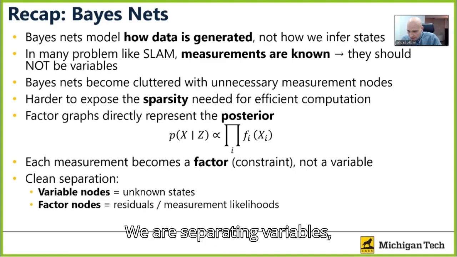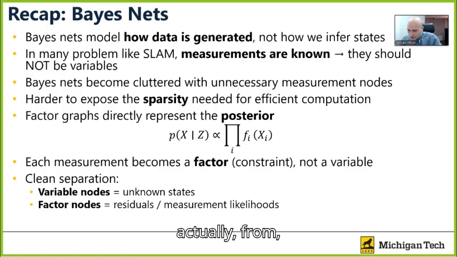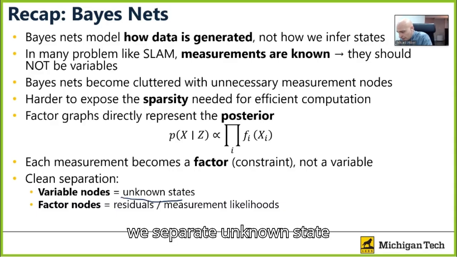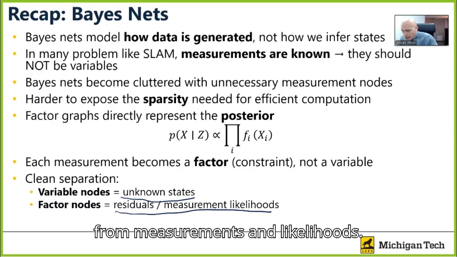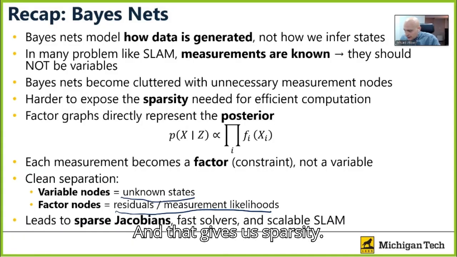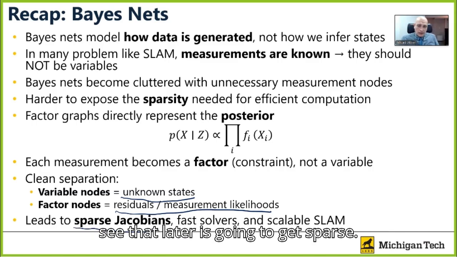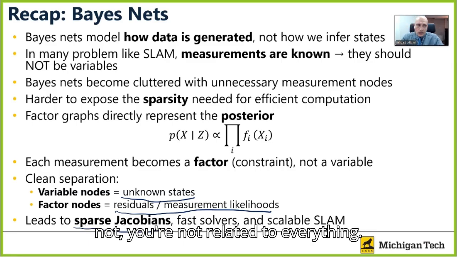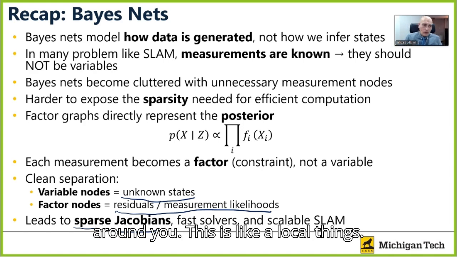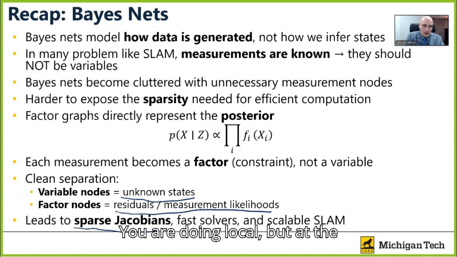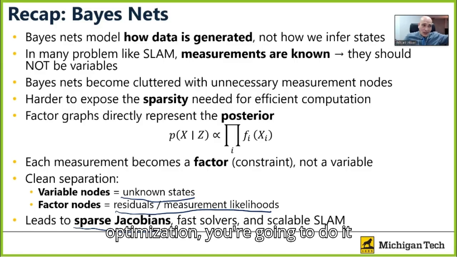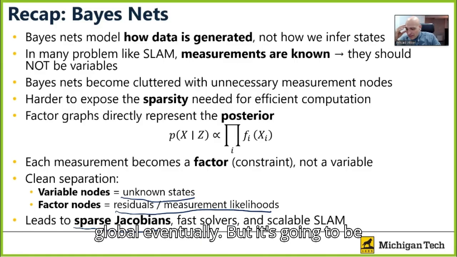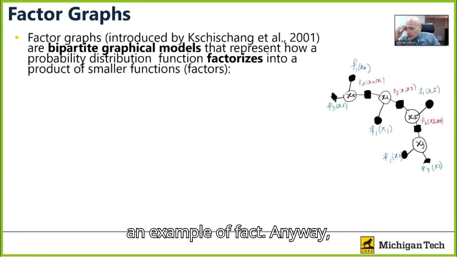We separate unknown states from measurements and likelihoods, and that gives us sparsity. The Jacobian matrix, which we're going to see later, is going to be sparse. Why does it get sparse? Because you're not related to everything. You're just related to multiple things around you. This is local, but at the optimization, we're going to do it globally eventually. That is going to be amazing. We're going to see that as an example.